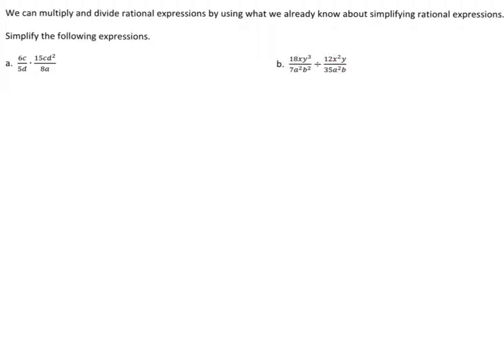We can multiply and divide rational expressions by using what we already know about simplifying rational expressions. So we're going to go ahead and simplify the following expressions. We have 6c over 5d times 15cd squared over 8a. So when we're multiplying, the trick is we just want to connect the line. So we have 6c over 5d, and we're just going to go ahead and extend that line on out and put the rest on here.